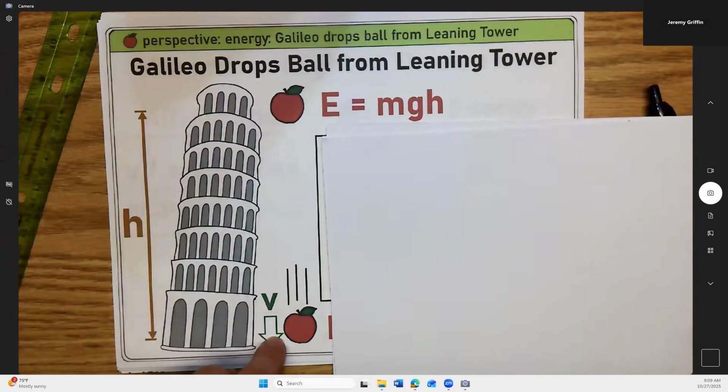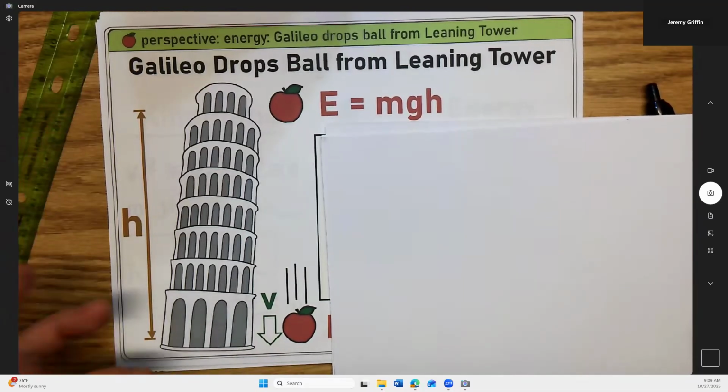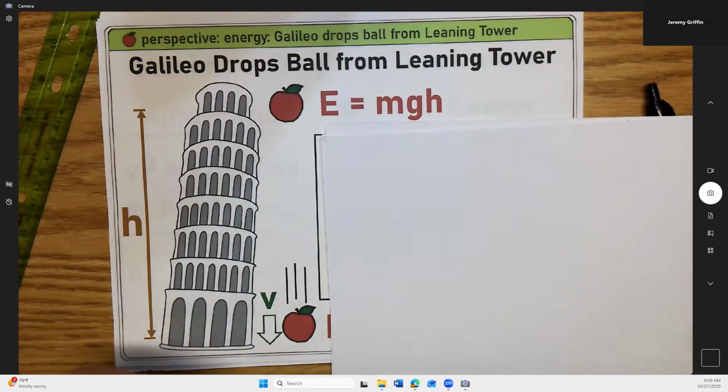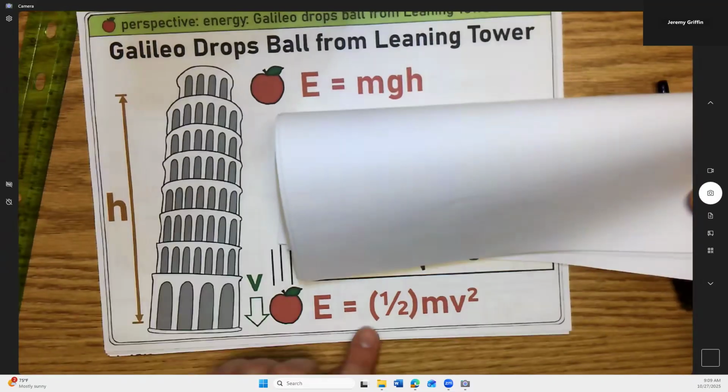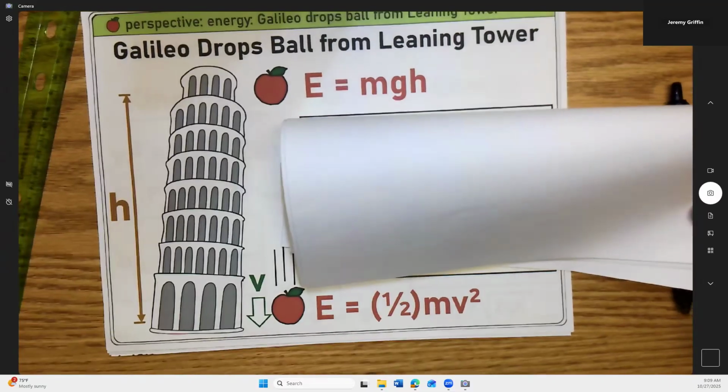And right as it's about to hit the ground, maybe it's 1 millimeter above the ground, it pretty much has all what type of energy? Kinetic. And what's the formula for that again? 1/2 mv squared. Okay. So at the bottom, it's all 1/2 mv squared. Hey, this looks a lot like Paul Hewitt's pole jumper, doesn't it?